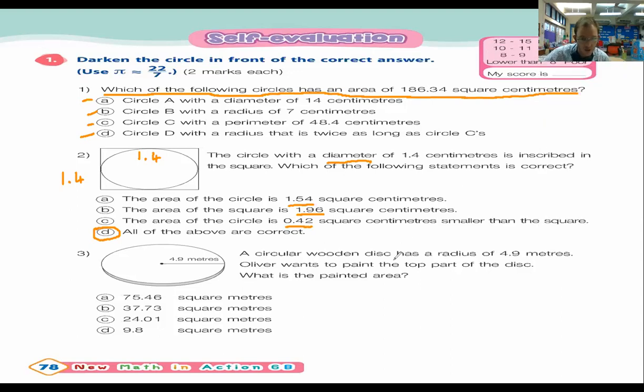A circular wooden disc has a radius of 4.9 meters. Oliver wants to paint the top part of the disc. What is the painted area? It's very simple. We have the radius. We calculate the area. So it's 4.9 multiply 4.9 multiply 3.14 to get the area. Okay. Very straightforward, very simple.